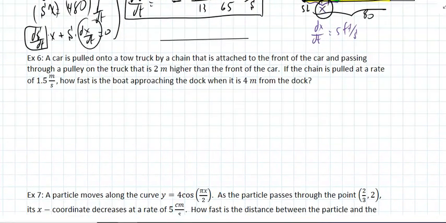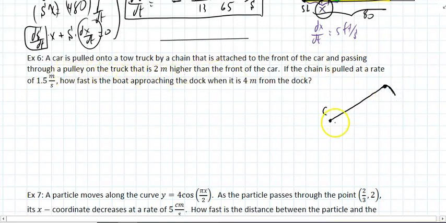A car is pulled onto a tow truck, one of these tow trucks, by a chain. So the tow truck is dragging the car up by a chain attached to the front of the car. Let's say this is the car, and passing through a pulley. Something like this. A pulley on the truck that is 2 meters higher than the front of the car.